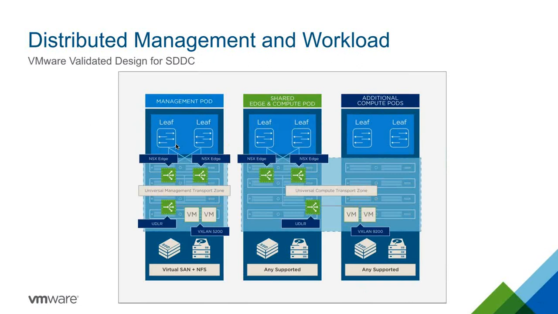But you'll see here between the initial shared edge and compute and the additional edge and compute pods, we also have the concept of the NSX edges, right? Then workloads here will all sit on logical switches that are attached to a universal distributed logical router, that then have access to our edge and can go outbound to your WAN, your LAN, the internet, whatever you defined, using the power of NSX. That's just a quick overview of what the pods look like.